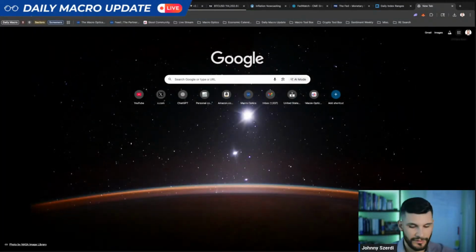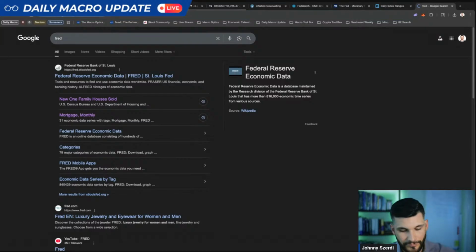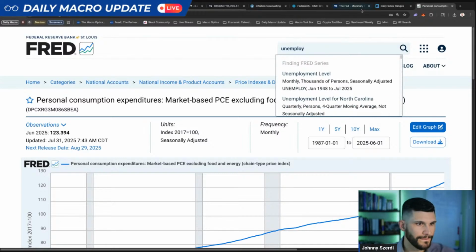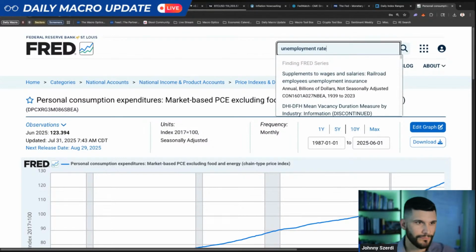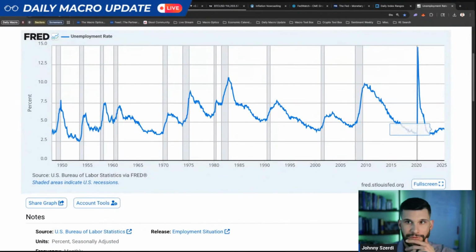let's just go over to the Fed data. And we'll go to the unemployment rate. And so, taking a look at this right here, we see that it's at 4.1% right now. That's still near historical lows, right? Or 4.2 rather.